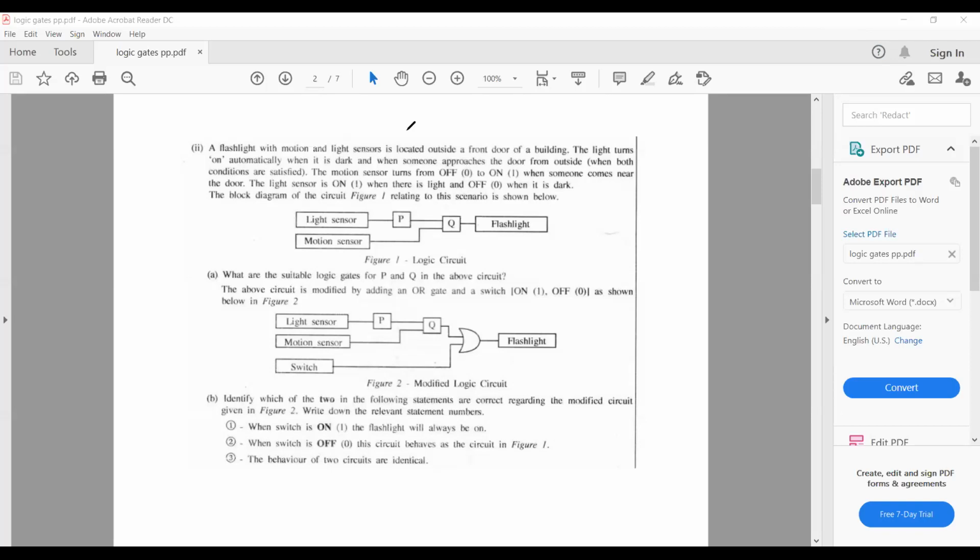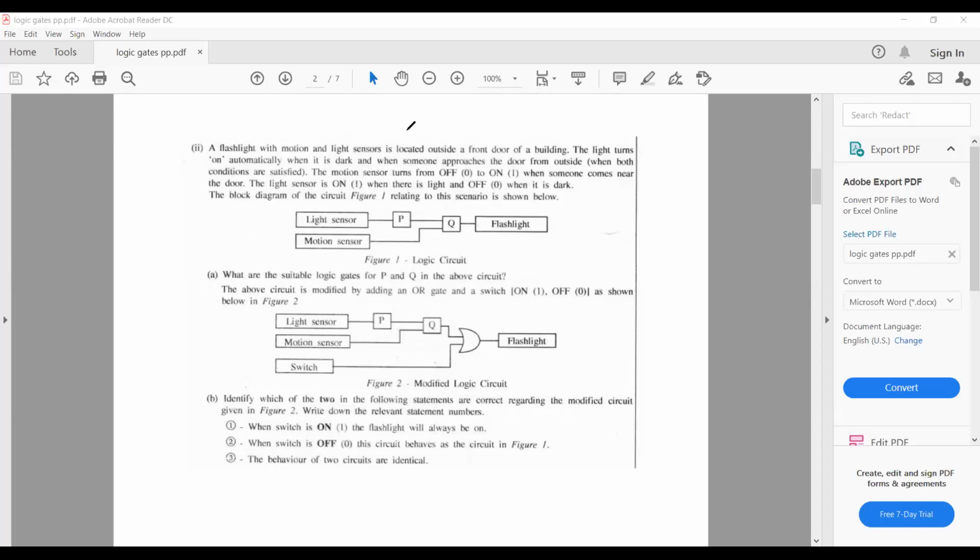The flashing light with a motion sensor is located outside in front of the door of a building. The light turns on automatically when it is dark and when someone approaches the door from outside. Since both conditions must be satisfied, there should be an AND gate. We can guess, but we'll go through it.